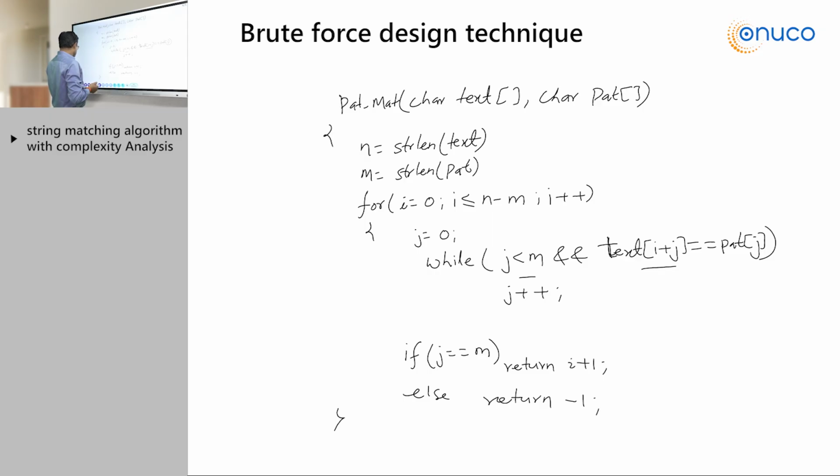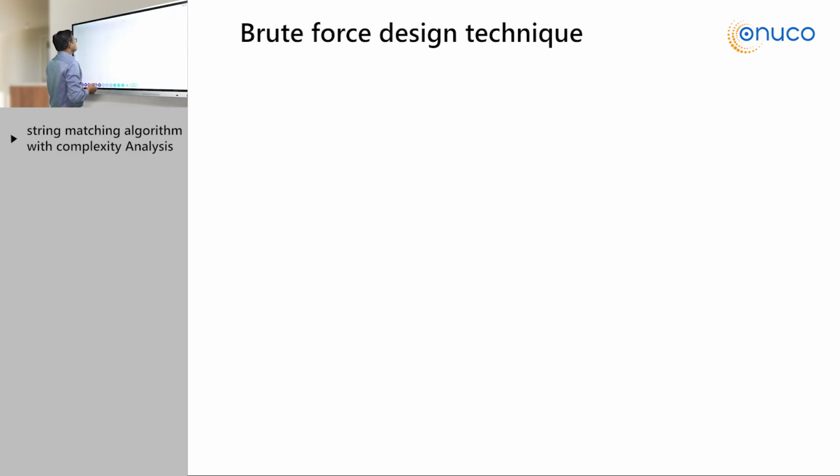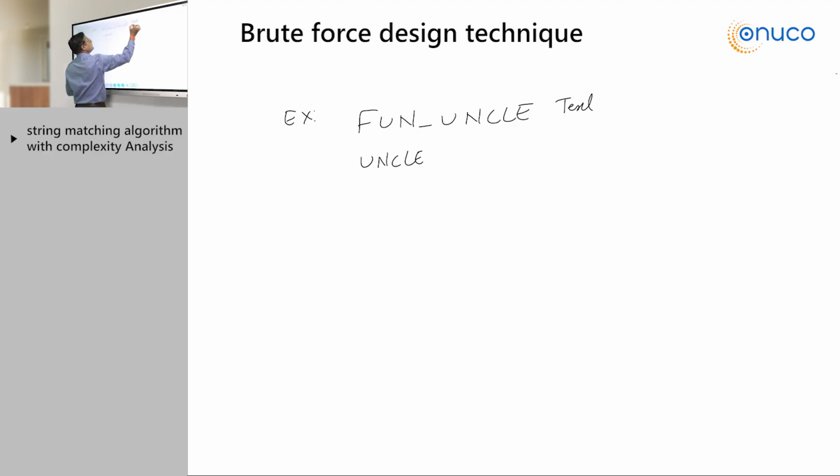Similarly, we can have examples and you can try by yourself, right? Any examples, like, say we are going to find out uncle in this. So this is the text, this one is the pattern, and we can search whether the pattern is found or not found, right?